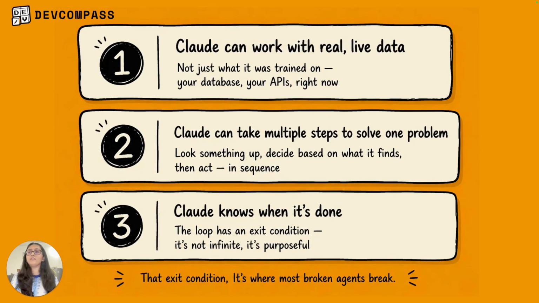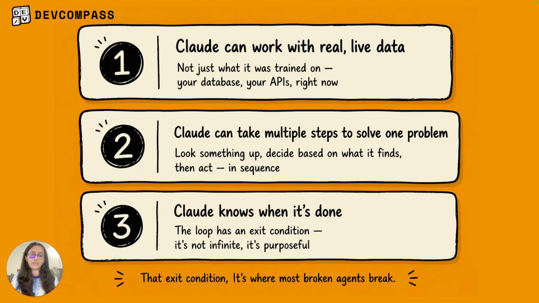The second part, Claude can take multiple steps to solve one problem, because this is not just a conversation. You are asking it to fetch something, decide based on what it finds, look up something else, then act. So a single tool call might not be enough to resolve a customer issue. Maybe you need to verify that a customer exists and then look up their order if they have any. So there will be multiple steps, and with that Claude will decide at each point what to do next based on what it found.